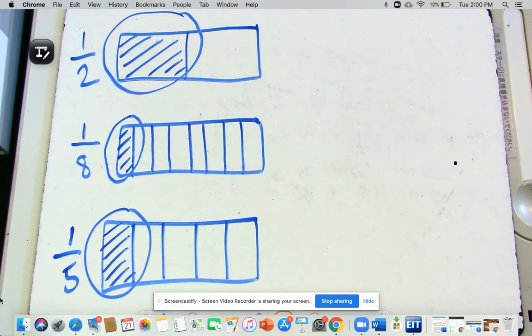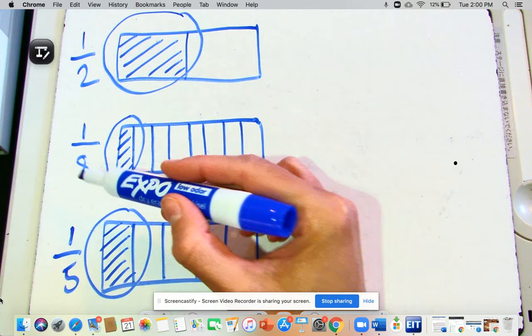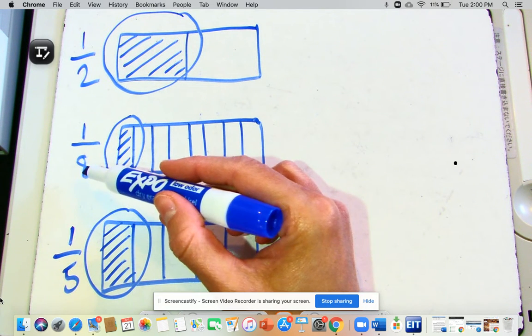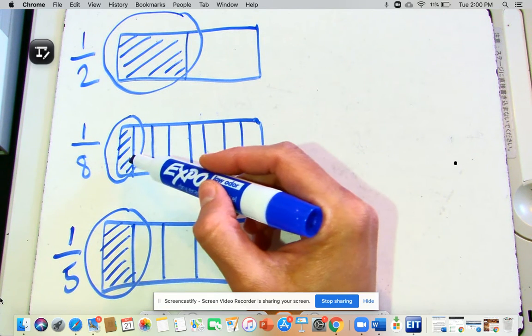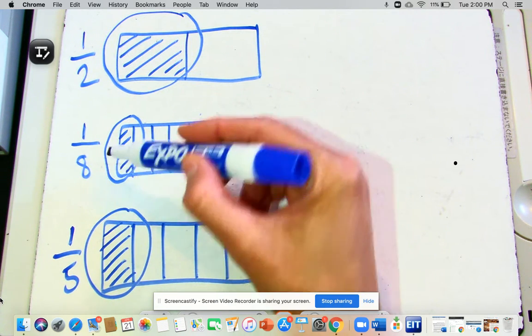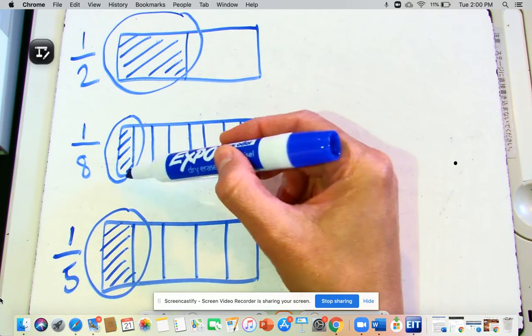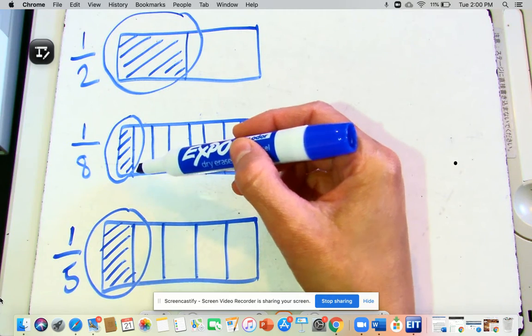So they want us to order them beginning with the smallest. Well, we can see that the smallest chunk actually has the biggest denominator. So see how that's kind of the opposite. The biggest denominator is actually the smallest fraction. Sort of makes sense if you think about it. If we're splitting something up into 8 chunks and we're only coloring one of those parts, that little part is going to be pretty small.